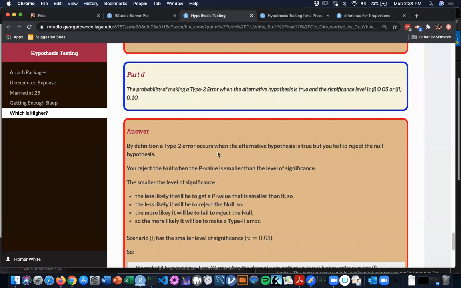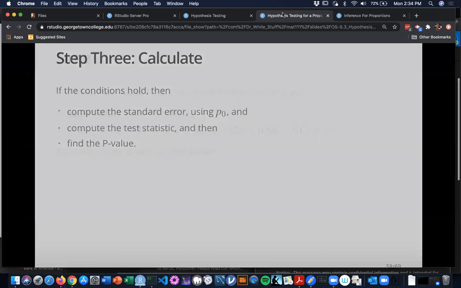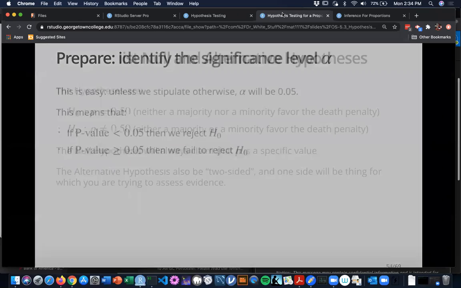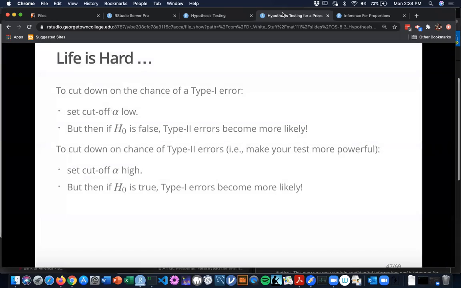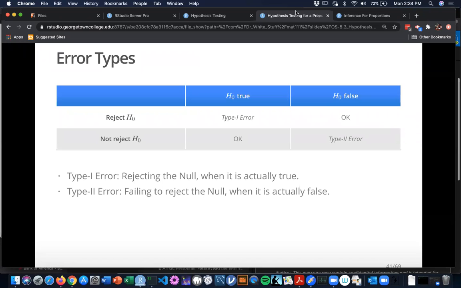Now for the last two, parts D and E, you're going to need to head back to see the definitions for type 1 error and type 2 error. That's back on slide 41, where we first defined these concepts. Remember, a type 1 error is something that happens if the null hypothesis is true and you incorrectly rejected it. Type 2 error is something that happens if the null hypothesis is false and you incorrectly failed to reject it.